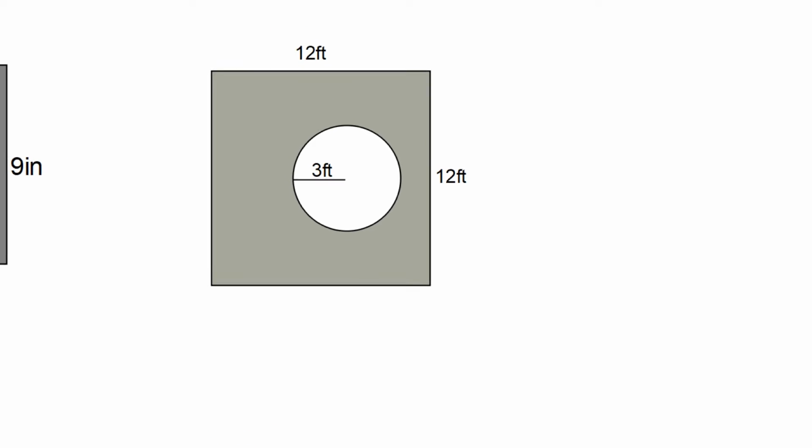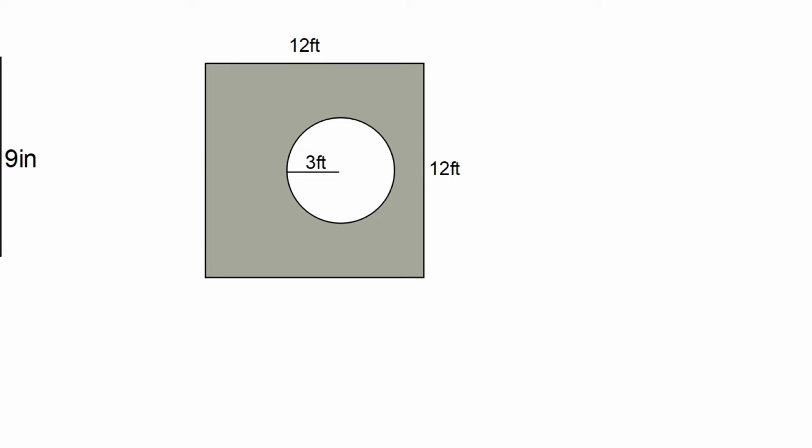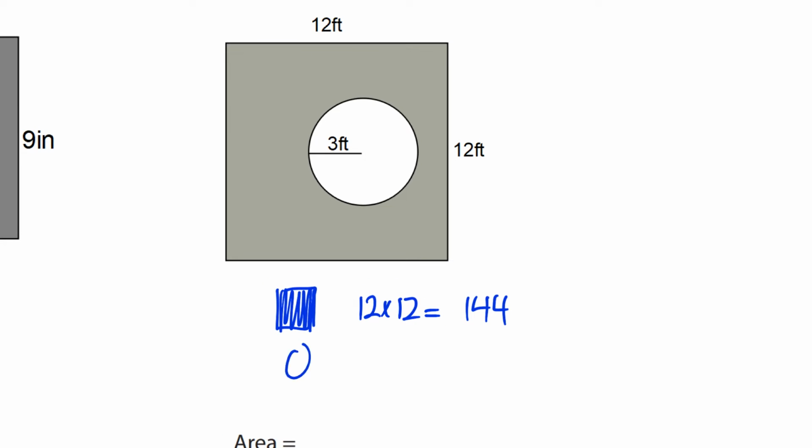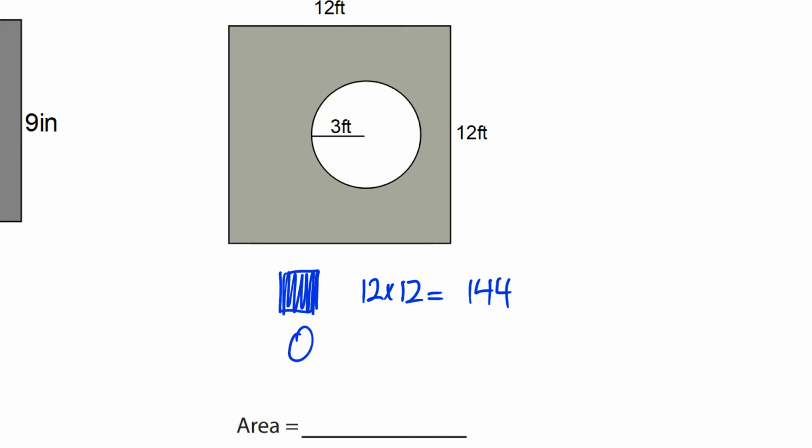Okay. This one I want to find the area of the shaded part. So what am I going to do to start off here? Okay, so I'm going to find the area as if this whole thing were shaded in. 12 times 12, which is 144. But the whole thing is not shaded in. A circular part is out of it. So how do we find the area of that part? Pi r squared. Yep. So it's going to be pi times 3 squared.